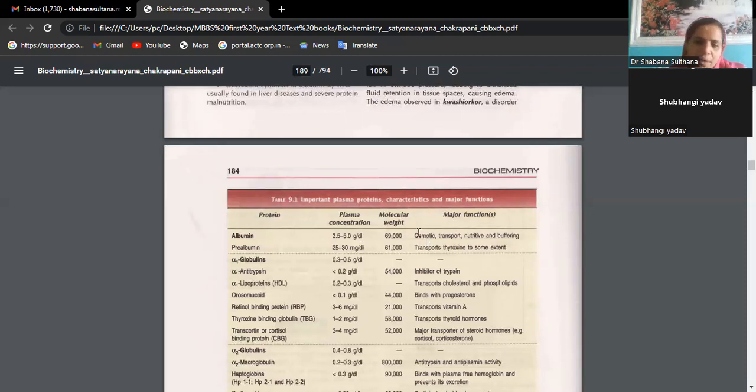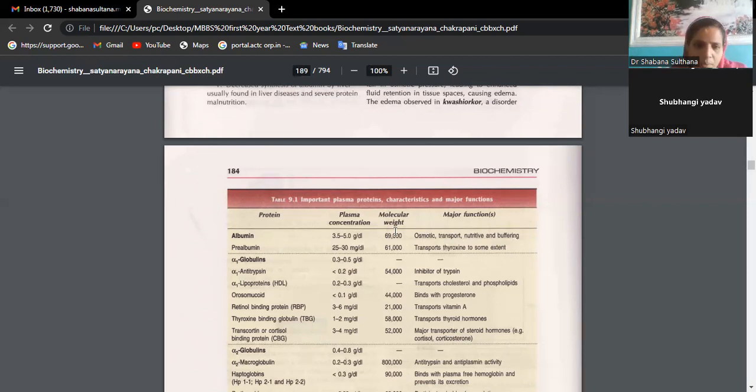Then osmotic regulation of osmotic pressure helps in the transport of things like hormones, growth hormone and all. Then nutritive function also, and it also acts as a buffer. We have studied protein buffer in blood. Pre-albumin also helps in transport of certain hormones like thyroxine to some extent.